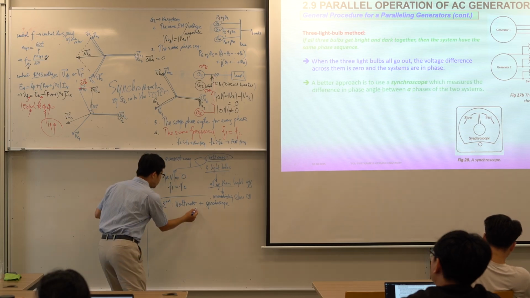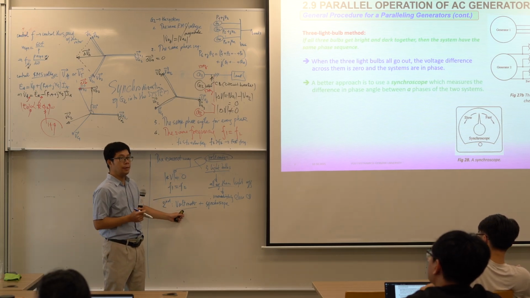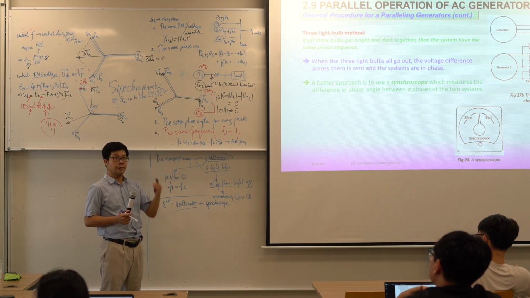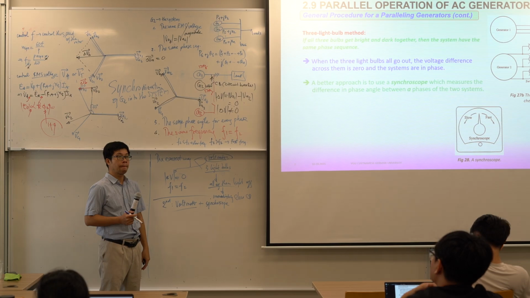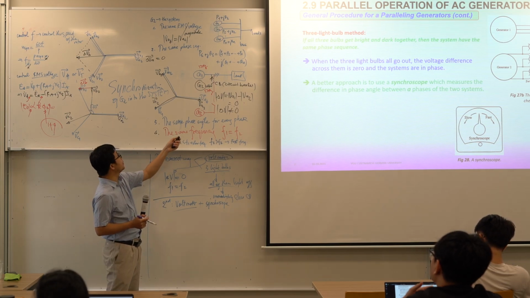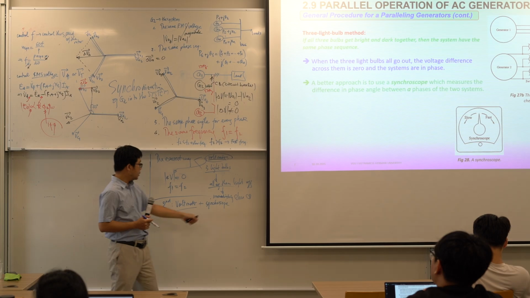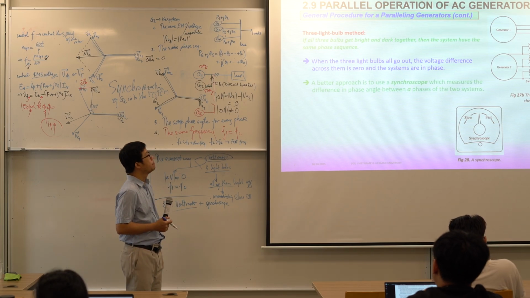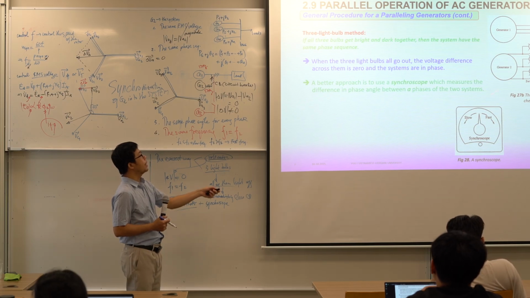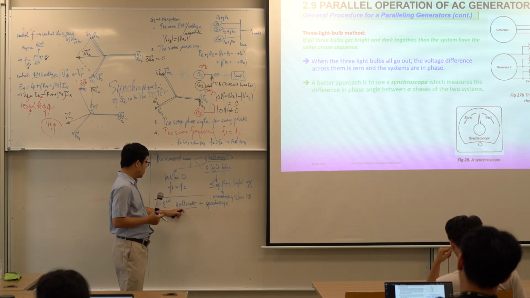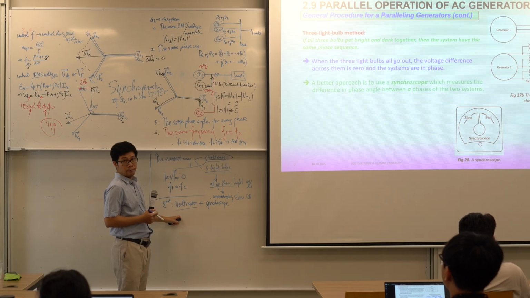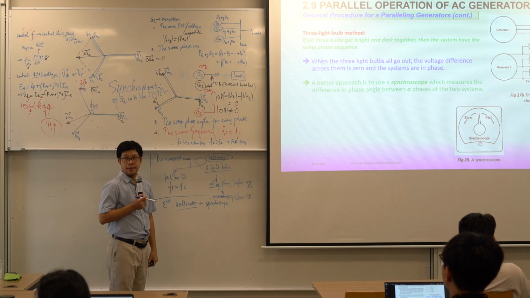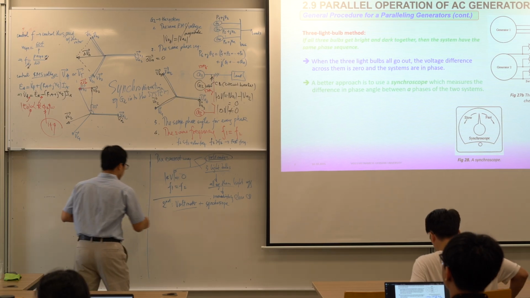So this one is to measure what? To measure the voltage, to measure delta V. And this one is to measure the frequencies. So if the needle is at the middle, and the voltage is the same between G1 and G2 across the circuit.